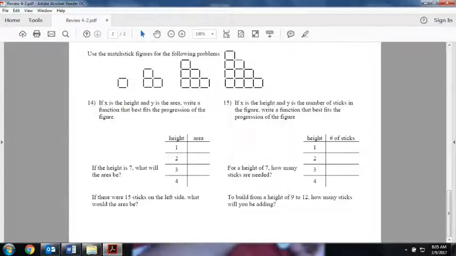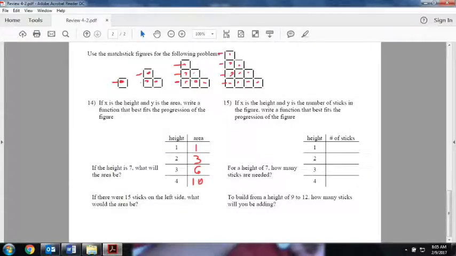Well, this one has a height of 1, this one has a height of 2, this one has a height of 3, height of 4. Okay, for 1, there is an area of 1. For 2, there's an area of 3. For 3, 1, 2, 3, 4, 5, 6. And for 4, 1, 2, 3, 4, 5, 6, 7, 8, 9, 10. There's an area of 10.